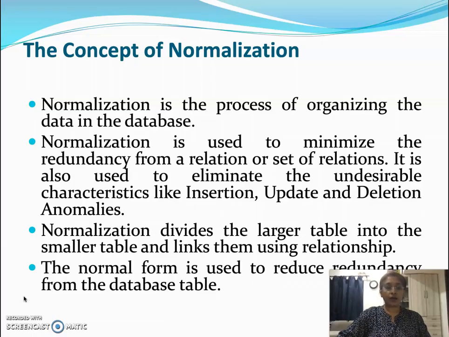In this video, I will be discussing the various normal forms 1NF, 2NF and 3NF in detail. Before that, I would like to explain to you the concept of normalization. Normalization is actually a process of organizing data in the database. It is used to minimize redundancy and eliminate every kind of anomalies.